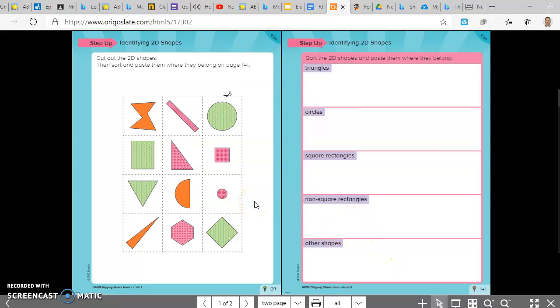So go ahead and cut these out. Sort them into this side over here. Take a picture and upload it.